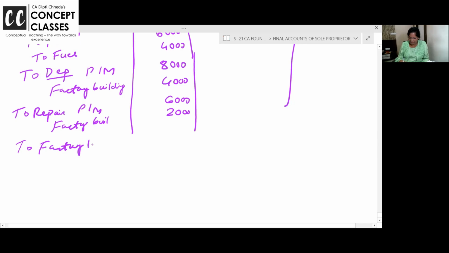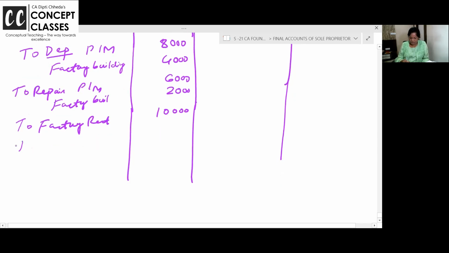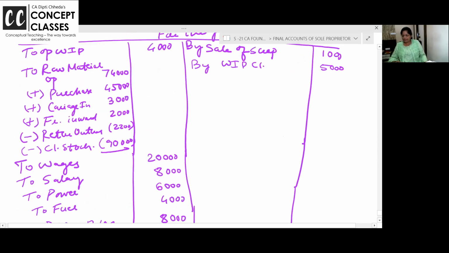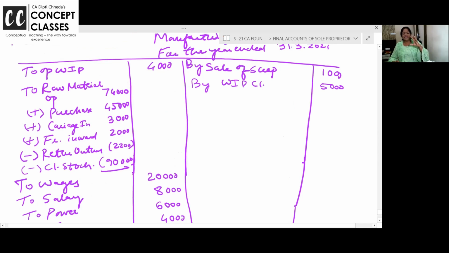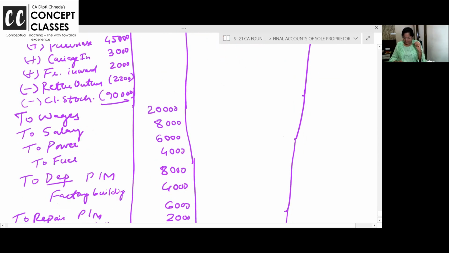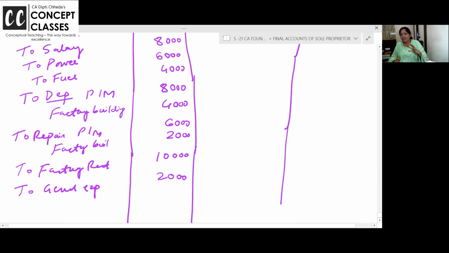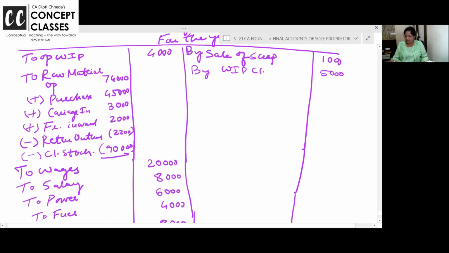Factory का rent of the factory, 10,000. General expenses, 2,000. Okay, right. So all the details we have listened. Listen please once again. Opening work in progress, purchase is made, closing stock we don't write on the credit side. We write here only raw material consumed, purchase return. Then all expenses, depreciation, repairs, insurance, this is all expense related to factory. Credit side, sales and work in progress.